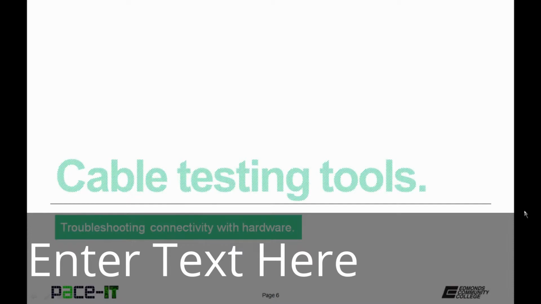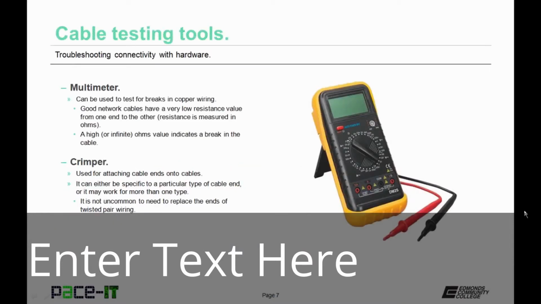It's time to discuss cable testing tools. First up is the multimeter. It can be used to test for breaks in copper wiring. Good network cables have a very low resistance value from one end of the cable to the other. By the way, resistance is measured in ohms. A high or infinite ohms value indicates a break in the cable.